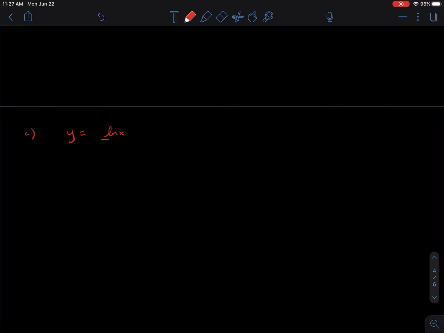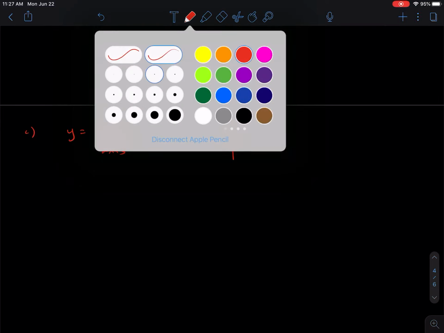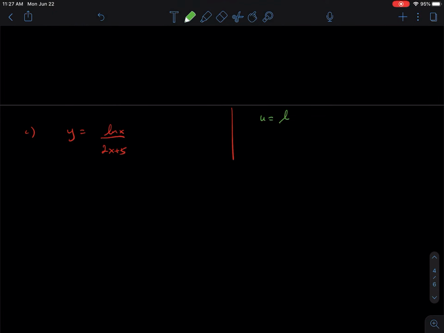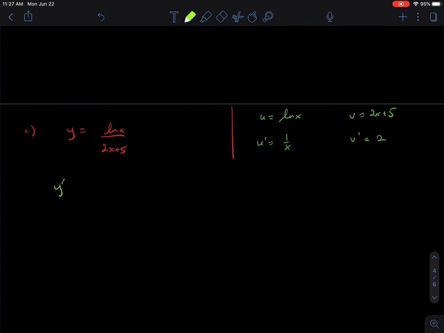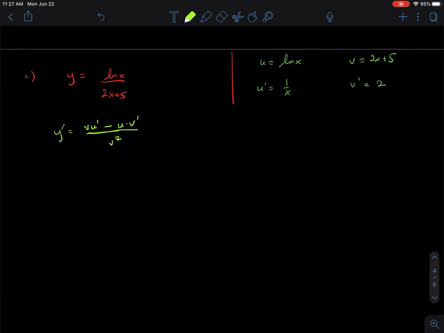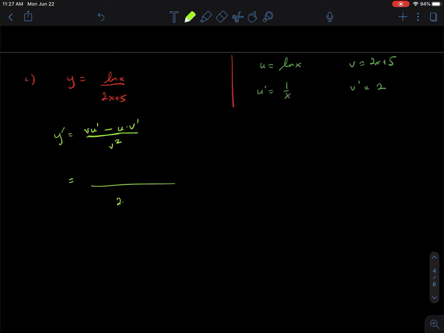Natural log of x over 2x plus 5. Okay. All right, so let's list our u and v. U is ln of x. V is 2x plus 5. U prime is 1 over x. V prime is 2. All right, so y prime is v squared, v u prime minus u v prime. All right. V squared is 2x plus 5 squared.